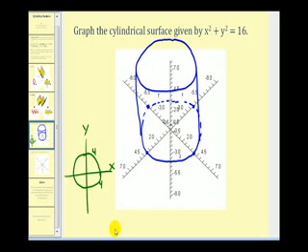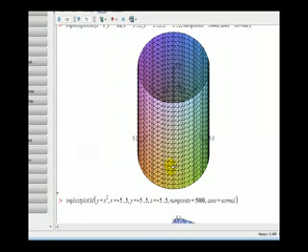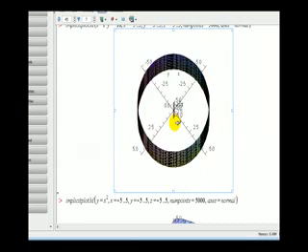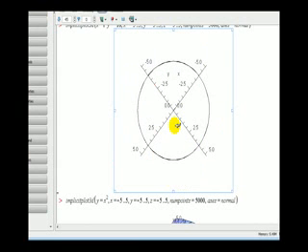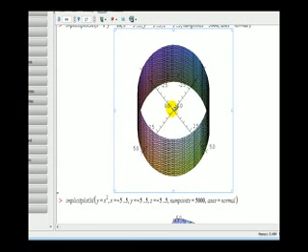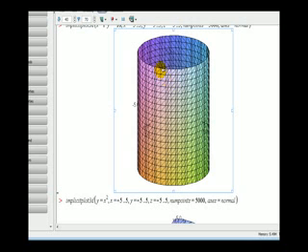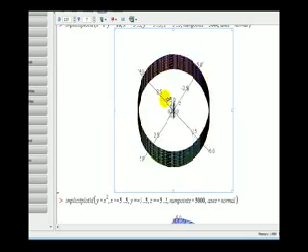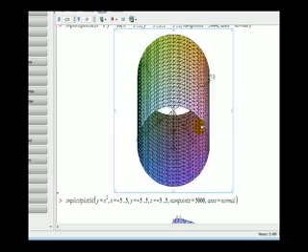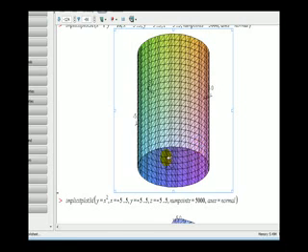Let's take a look at another graph of this. Here's our circular cylinder. Again, if we rotate this down, you can see the generating curve. Rotate this back up, all of the lines running up and down along the cylinder would be the rulings. Let's take a look at one more.